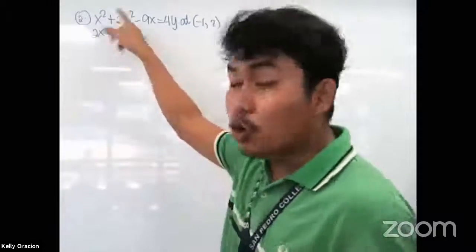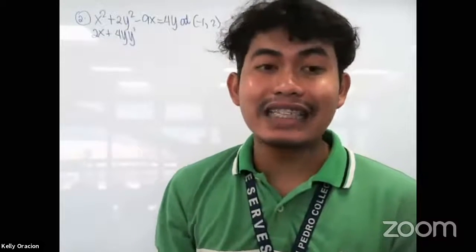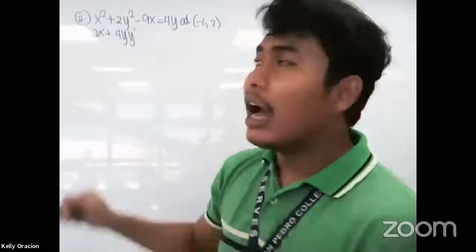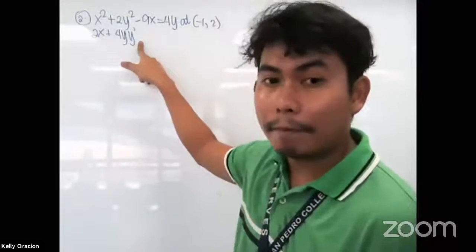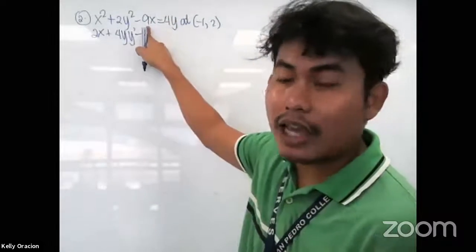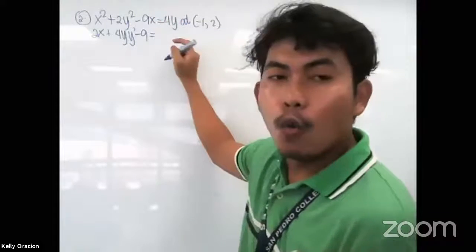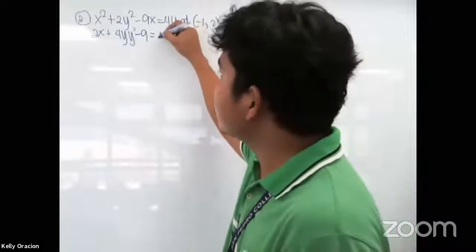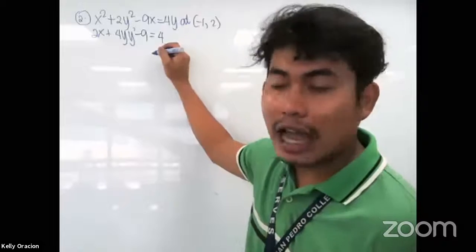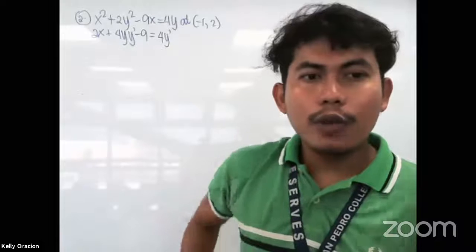So gaya nito, 2y squared. Y man siya. So if you get the derivative of that one, the answer is 4y. But since y man siya, and it is with respect to x, dapat lagyan natin siya ng y prime. Ito, 9x. Dili man siya y, di ba? So the derivative of 9x is 9. 4y, what is the derivative of 4y? The answer is 4. Pero y man siya, so we need to put y prime.